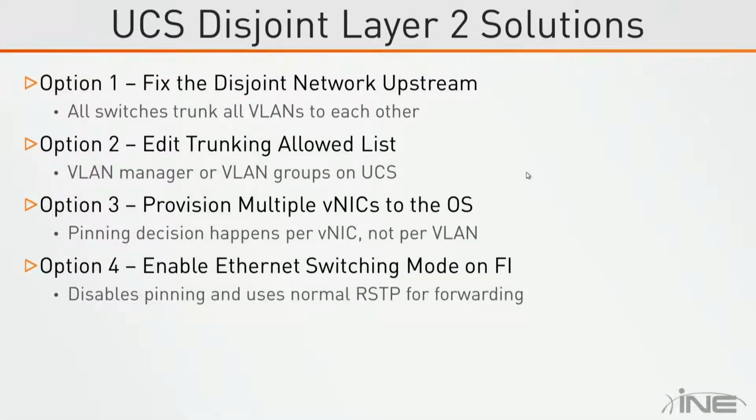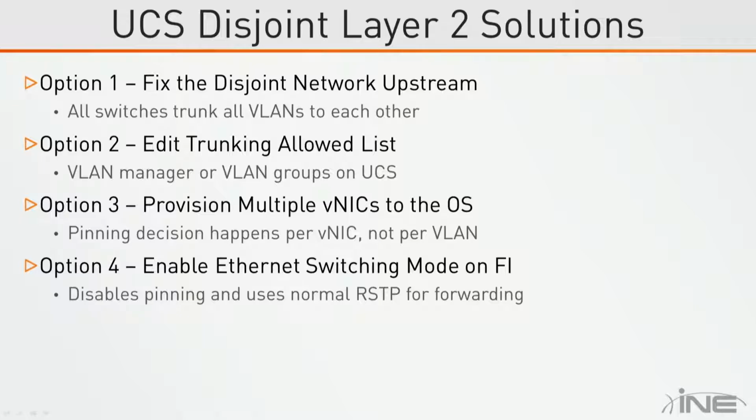The other option is that we could give multiple VNICs to the OS because the pinning is happening per VNIC. But the key is that it's not happening per VLAN. So this one we'll look at later. Option number 3 is a little bit more advanced solution. The simplest config answer is going to be number 2, is that we're just going to edit the trunking allowed list. There's 2 different ways that we could do this, either under the VLAN manager or under the VLAN groups.